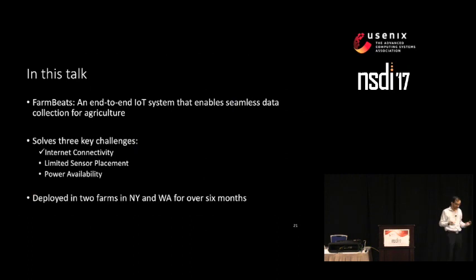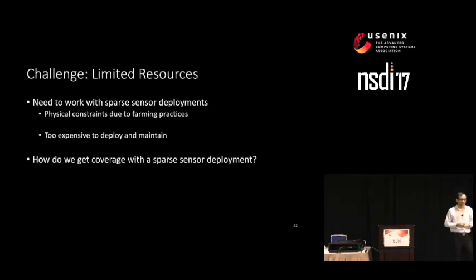So let's talk about a second challenge, which is the sparse deployment of sensors. As I told you before, we would ideally want to deploy 1 sensor per square meter and get a fine-grained map of my field. Unfortunately, we can't do that because of physical constraints in the farm. So the question we want to ask is: how can we cover this large farm at a fine granularity with a small number of sensors?